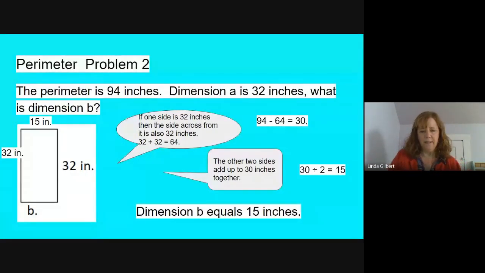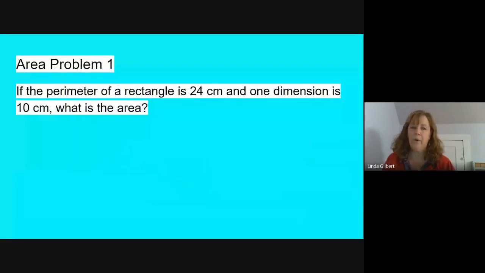So the next problem is an area problem. If the perimeter of the rectangle is 24 centimeters and one dimension is 10 centimeters, what's the area? So all the way around is 24. One side is 10, but they're not asking what the perimeter is. This time they're asking what the area is. Go ahead and see if you can figure out this one.